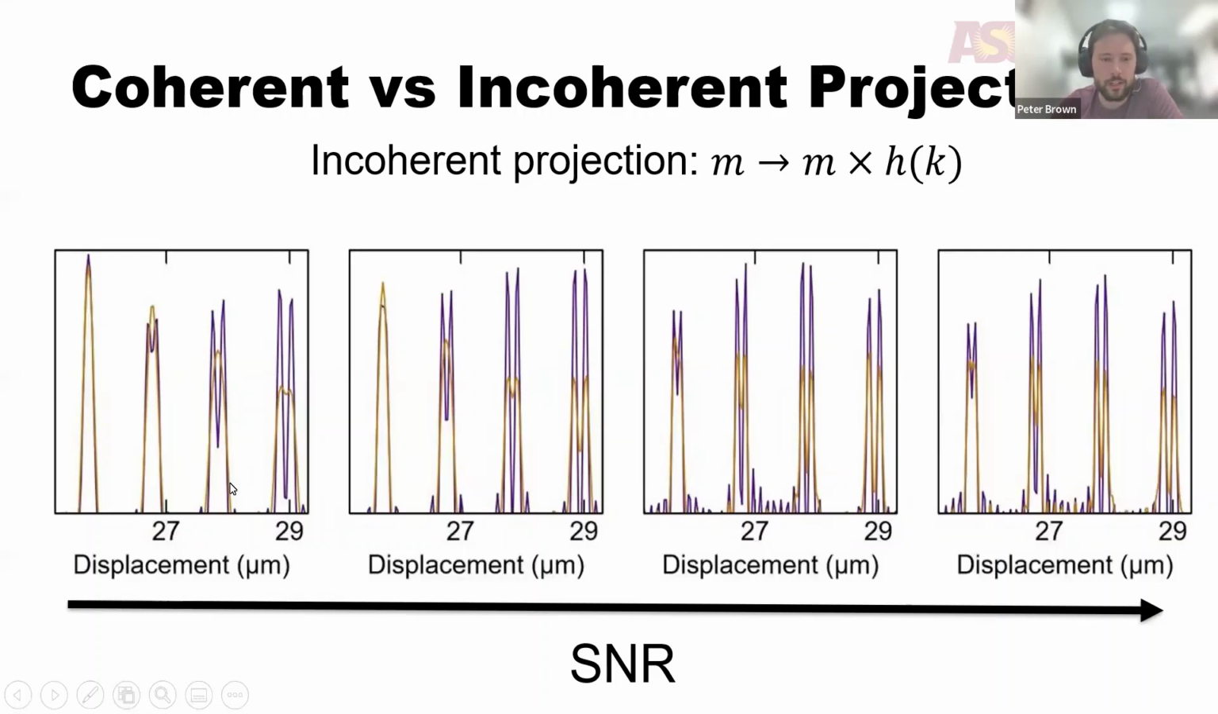We can look at how the SIM reconstruction changes versus signal-to-noise ratio. At the lowest signal-to-noise ratio we looked at here, the incoherent SIM is not capable of resolving these two line pairs because there's too much noise, whereas the coherent SIM can nicely resolve these. And as we increase the signal-to-noise, at some point the incoherent SIM can resolve the line pairs, but the coherent SIM is always doing a better job because it has this greater modulation contrast.